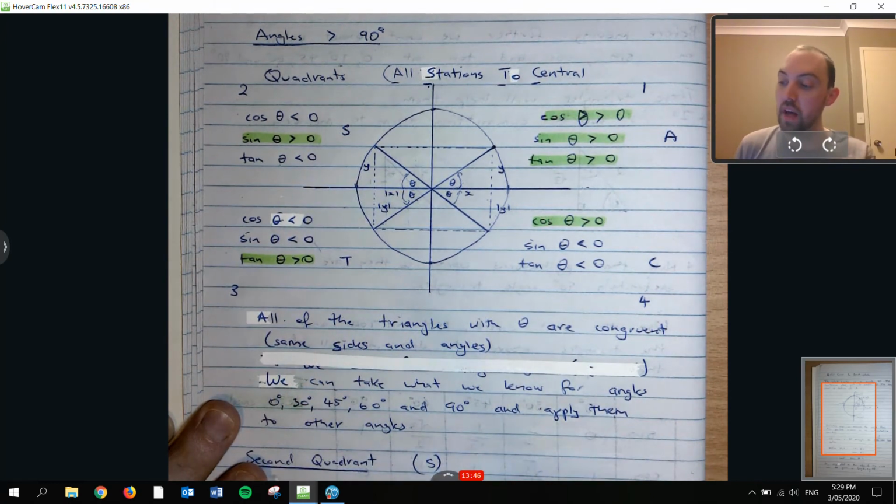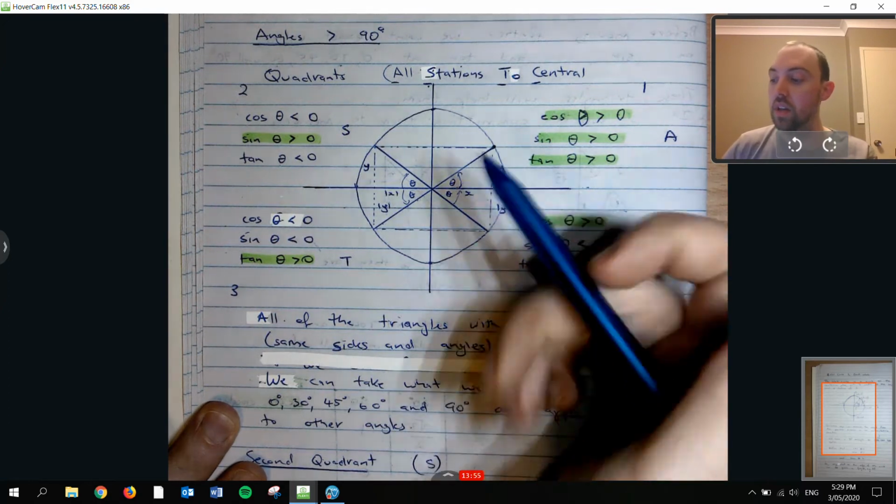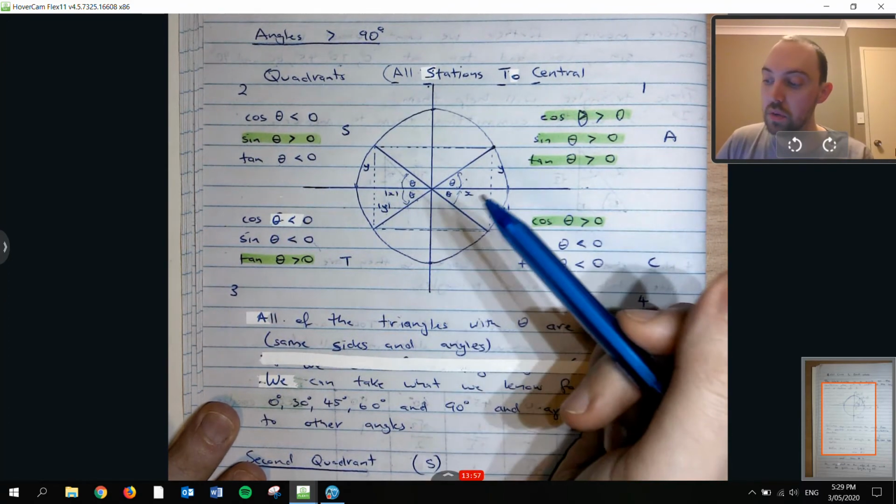And remembering that cos is your x, sine is your y, can give us a bit more information as to what we might expect for values of sine and cos for each of these, because it's all going to come down to our acute angles.